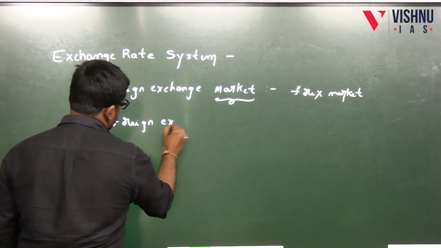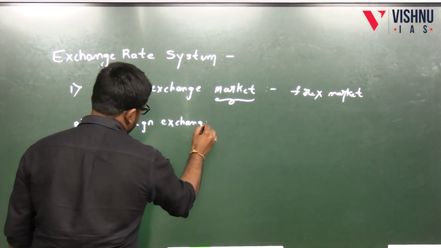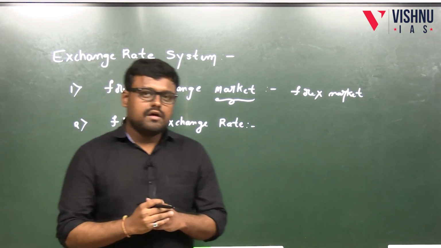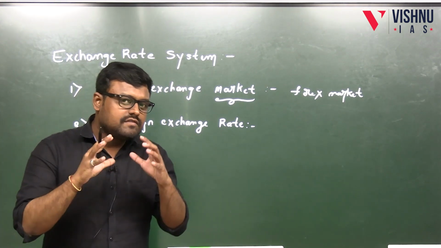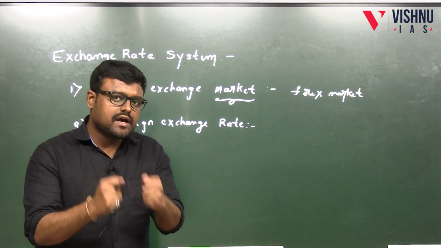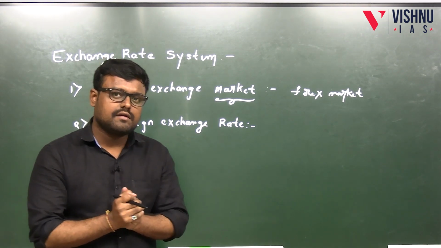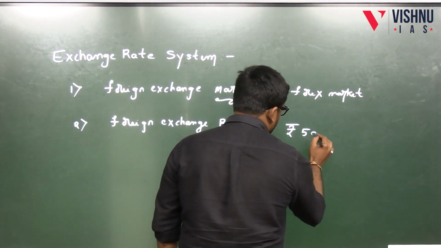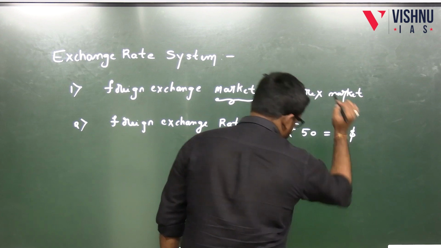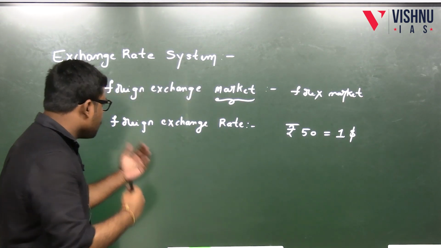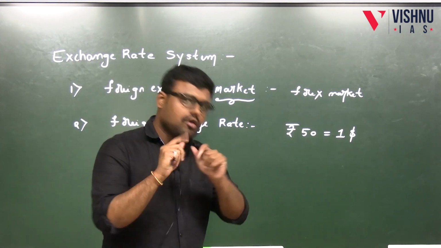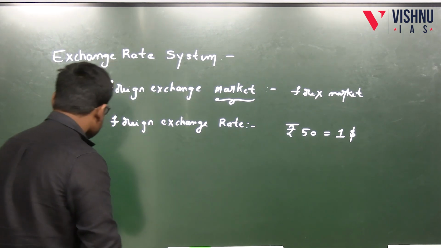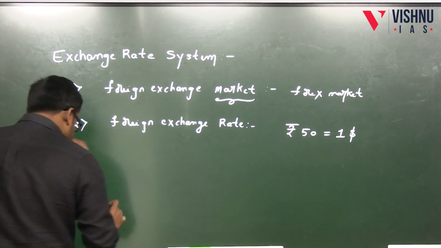So what is foreign exchange rate? It is the rate at which you exchange your currency with the foreign currency. Right. For example, let us take 50 rupees is equal to $1. So what is the foreign exchange rate here? Rupees 50 per dollar. Rupees 50 for $1. That is the foreign exchange rate. Right. Third one.